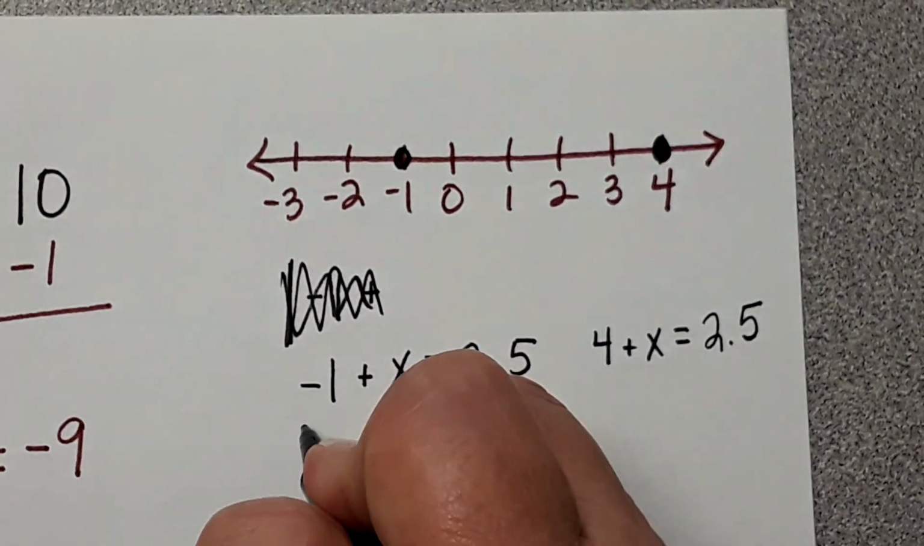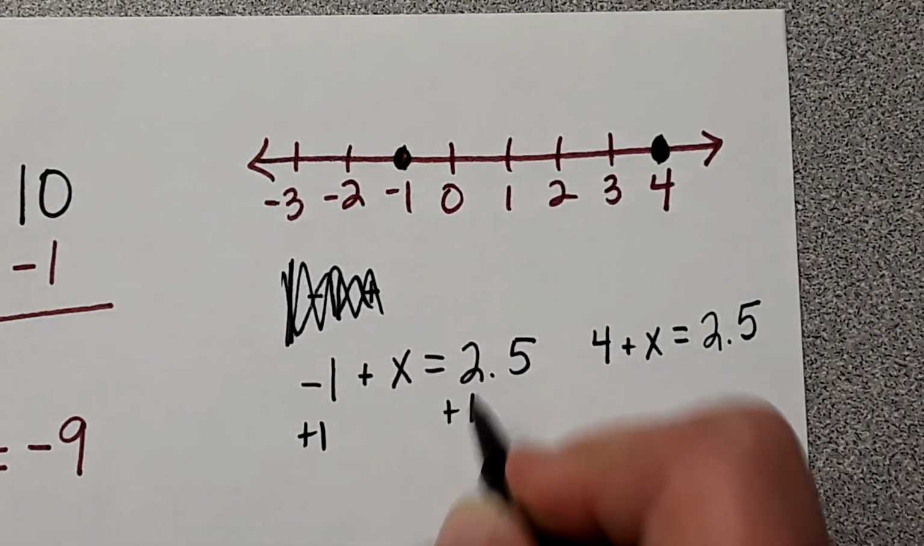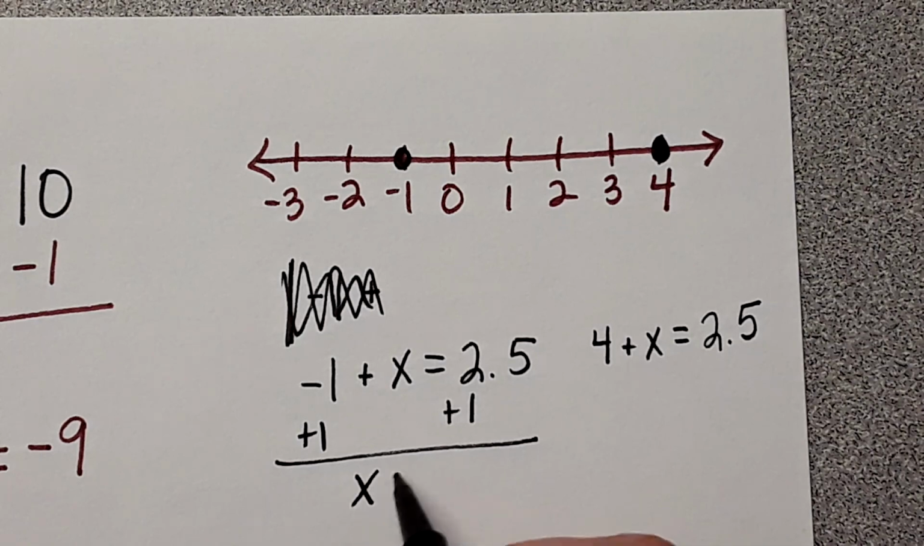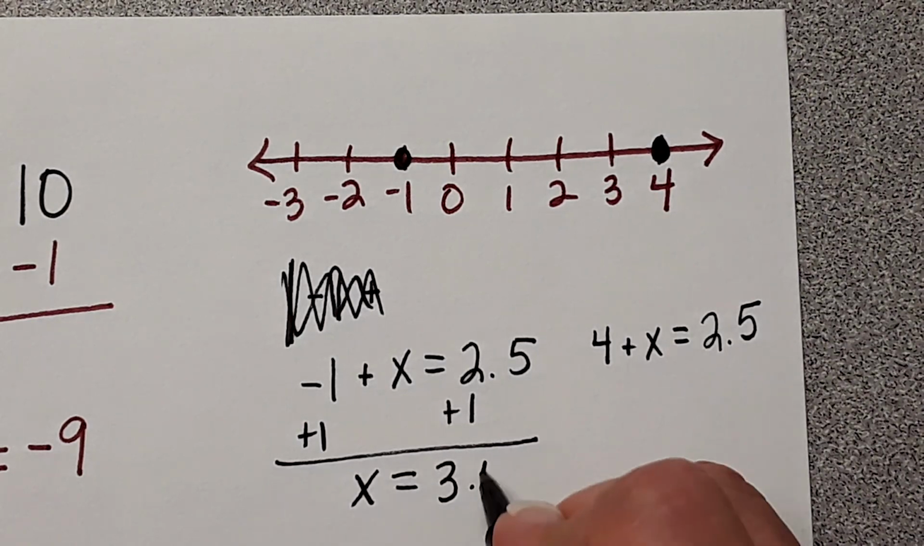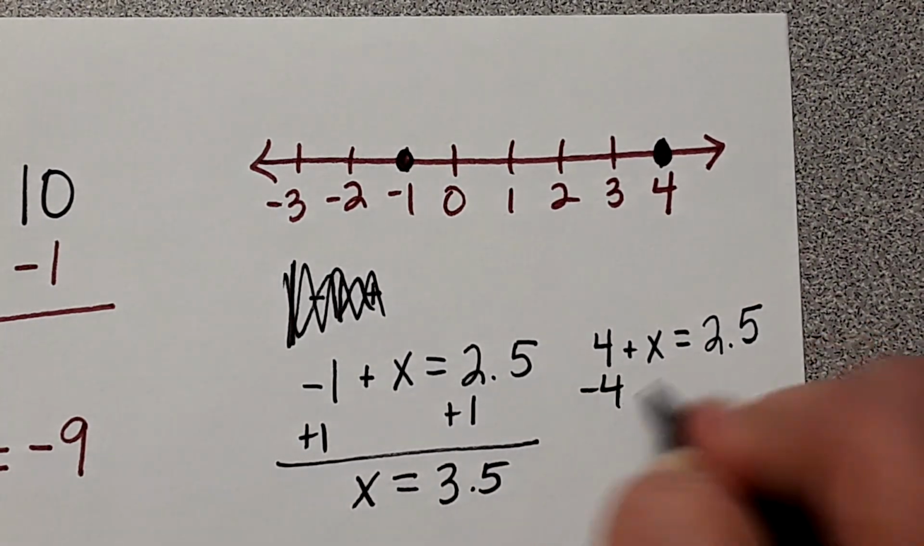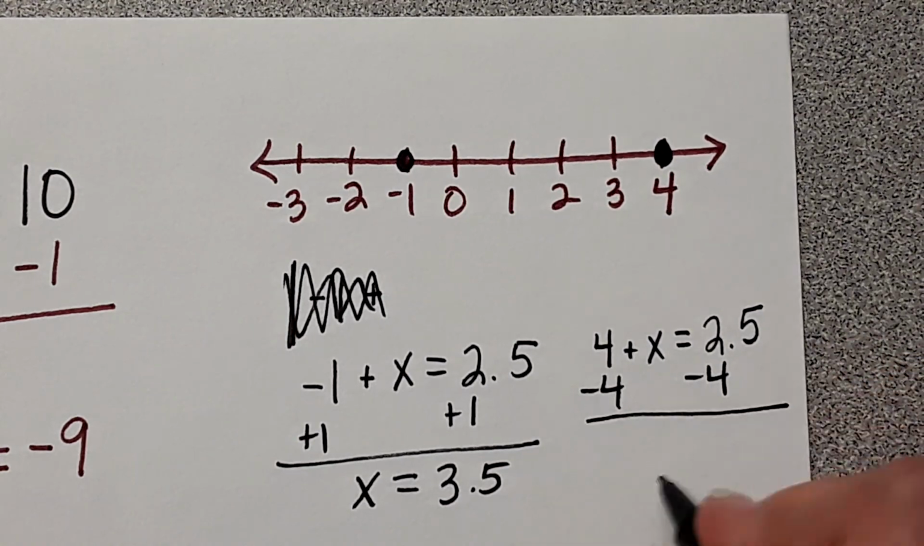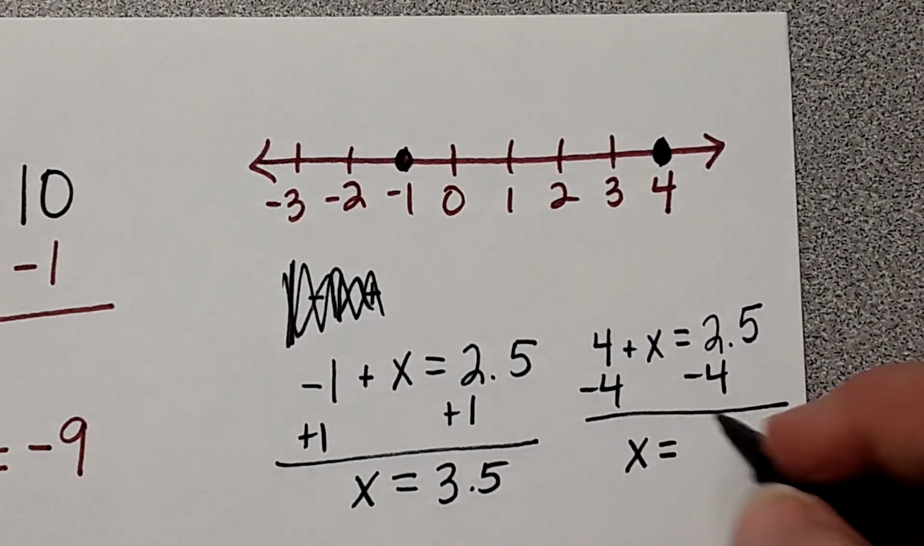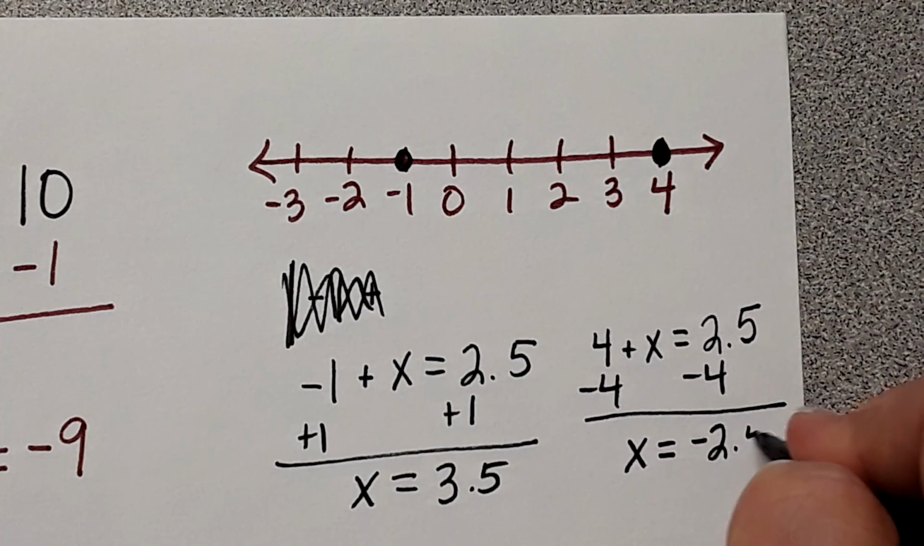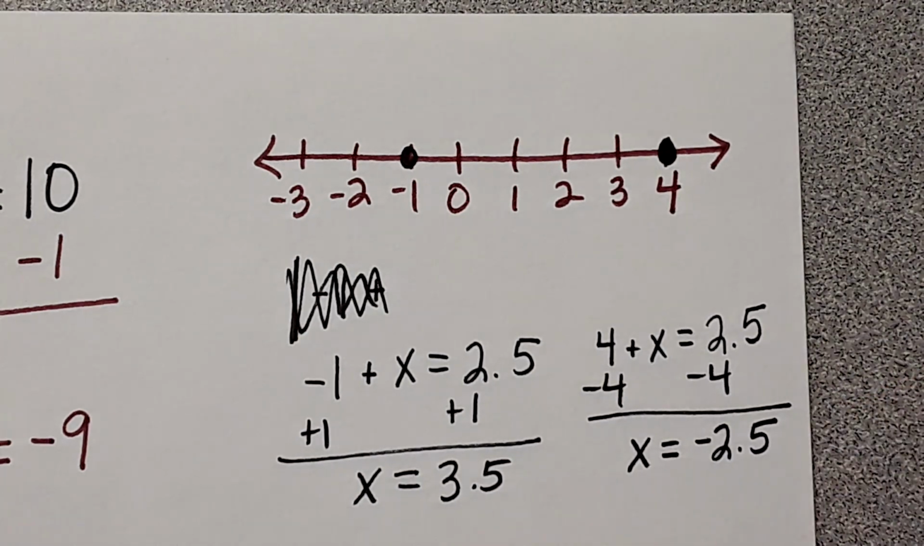So we're going to add 1 to both sides, right? Wait, does one of them have to be negative? No, not yet, because we'll get it over here. Yep, one of them is going to have to be negative.